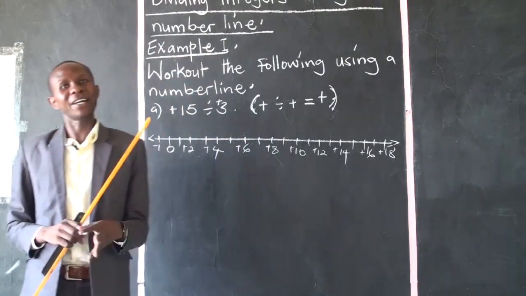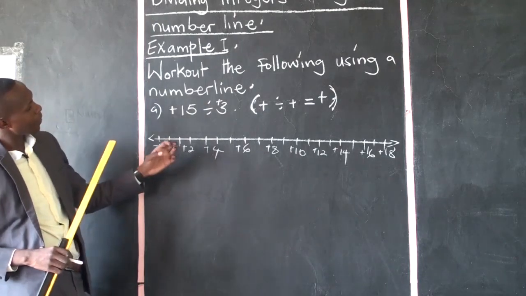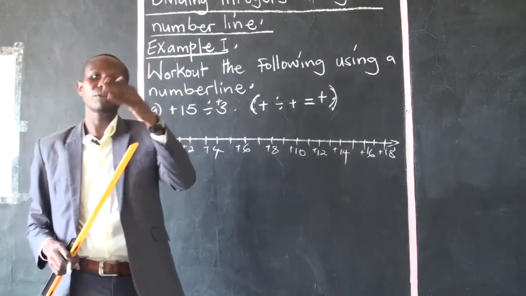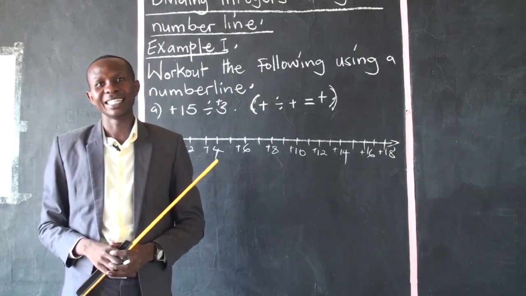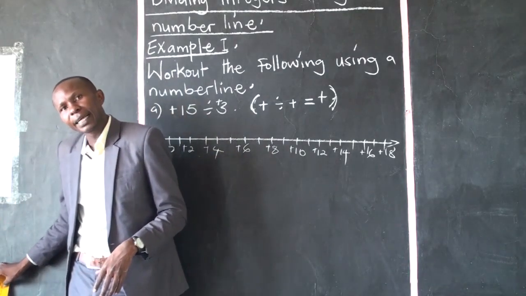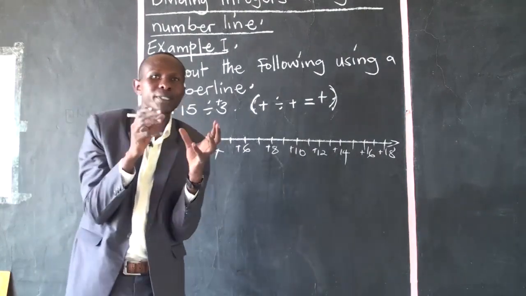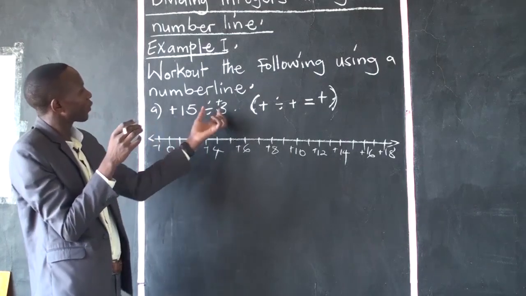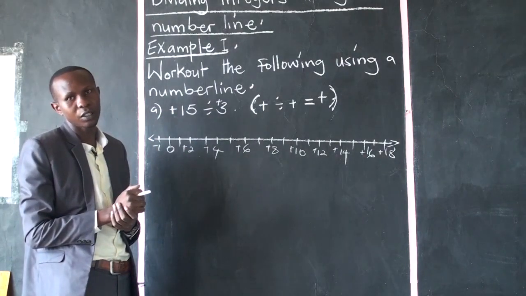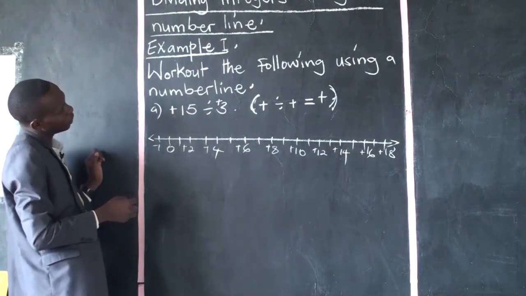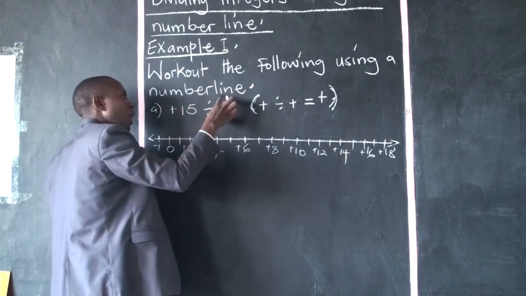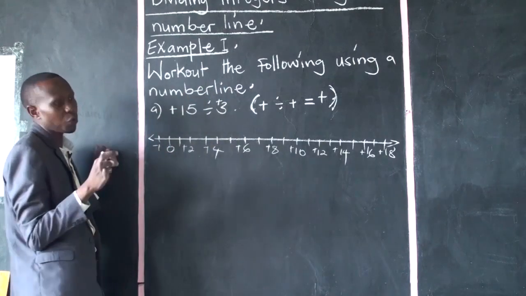Well, what are we looking at? We want to see how we can divide positive 15 by positive 3. In simple terms, what are we going to do? We want to determine the number of groups of 3 that can be obtained from 15. By doing so, we are going to make groups of 3, or intervals of 3, until we reach the given number.